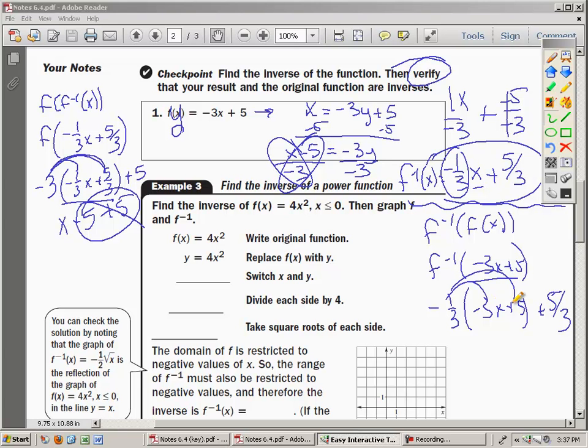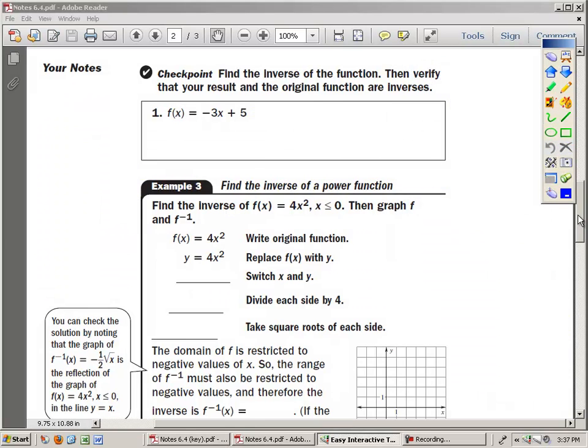So when I distribute here, negative times a negative is positive. 1/3 of 3 is x. When I distribute negative 1/3 to 5, I get negative 5/3. And I still have the plus 5/3 outside. Again, conveniently, those cancel out. And so once again, I'm left with x. So when I take the composition both directions, I get x. And so therefore, those two are inverses of one another.